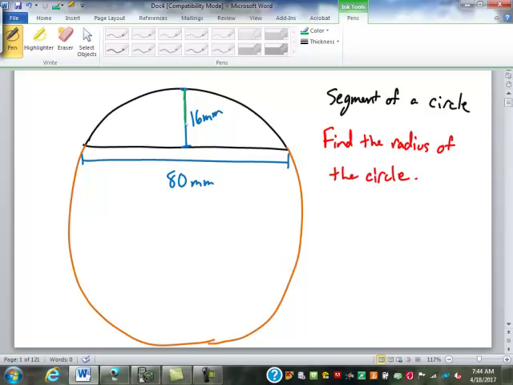I'm going to take this 16 millimeter height here, and I'm going to draw it through like this. Now that height had to be measured, and where is the peak height or the maximum height of that segment going to be? It's going to be at the center of this piece here, right? So this piece is going to get divided in two. Does that make sense? So that's 40 and 40. But since this is going to go through the center of the circle here, that makes that a diameter of the circle.